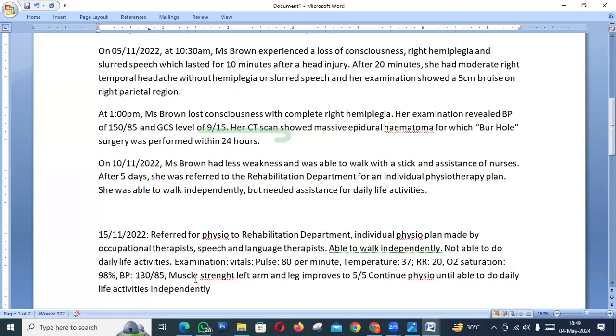You can skip muscle strength, vitals. These things are normal, okay, you don't need to mention. You are going to mention the important thing. Okay, she was referred to the rehabilitation department for an individual physiotherapy plan. She was able to walk independently, but needed assistance for daily life activities. Looks good. Okay.